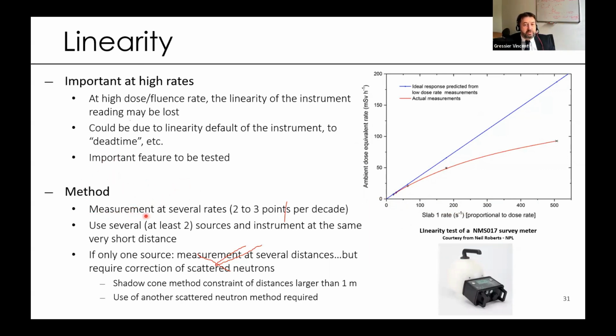And the method is to measure at several rates, 2 to 3 points per decade. To have high rates, you have no choice other than to be at very small distances. And the best way is you have 2 sources, with the instrument at the same place, one with a high rate, one with a low rate, and you test the 2. You already have an indication with 2 sources. And if you have only 1 source, then you have to make measurements at several distances. But of course, then you have to correct for scattered neutrons, use eventually techniques like the shadow cone, but then you cannot go to small distances. So that's not very, very easy to do.